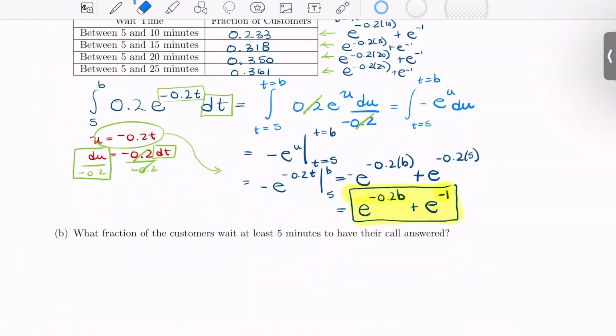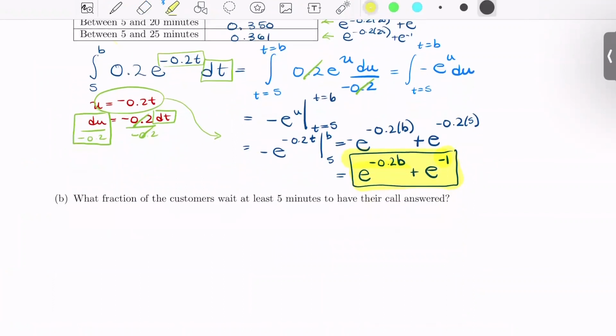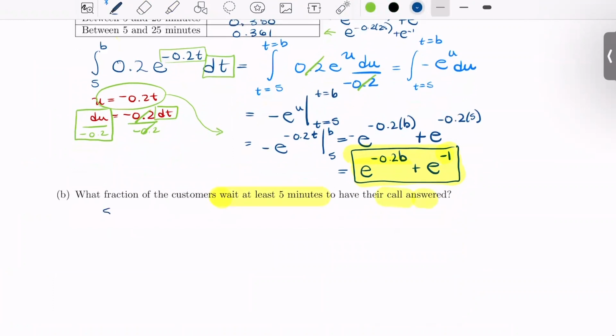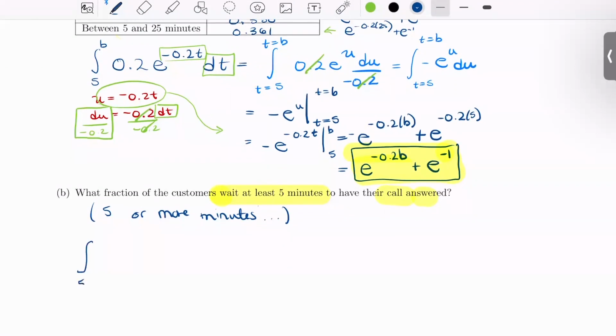So part B says, what fraction of customers wait at least 5 minutes to have their call answered? So at least means that they waited 5 or more minutes. So this means 5 or more minutes. So again, we're wanting to compute an integral here where 5 is our lower bound. And what would our upper bound be here?